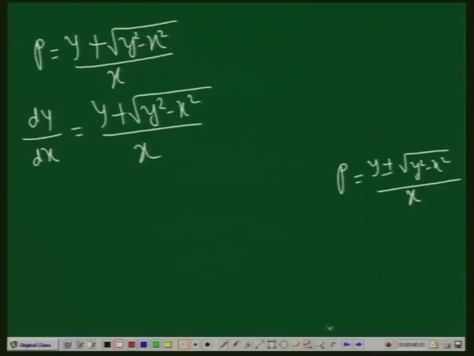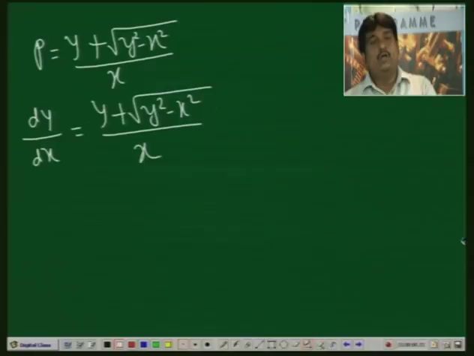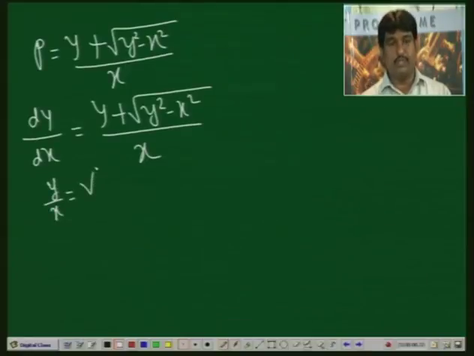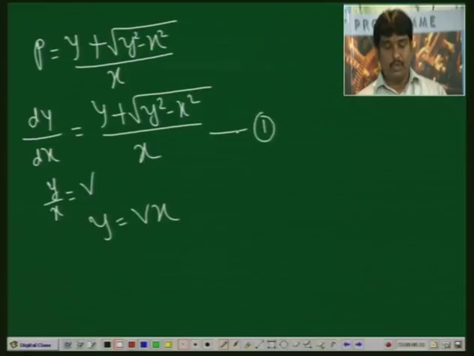You can see this is a homogeneous differential equation. The degree of the denominator is 1, and the degree of the numerator is also 1, because y square and x square are under the root. It's a homogeneous differential equation. We can find its solution by using the substitution y by x equals some new variable v, or y equals v into x. I'll call this equation 1. I'm using the substitution y equals vx to solve this equation 1.